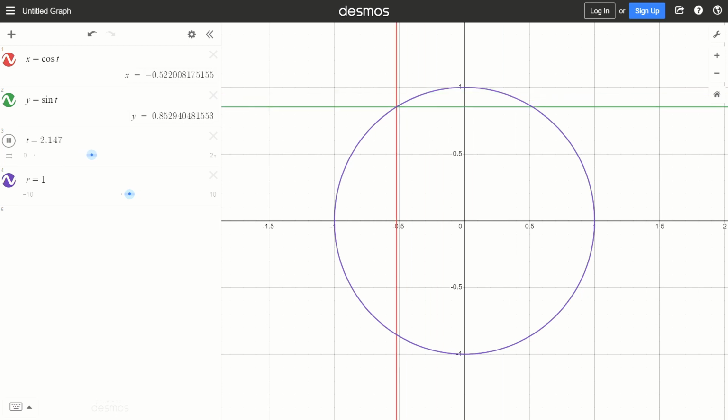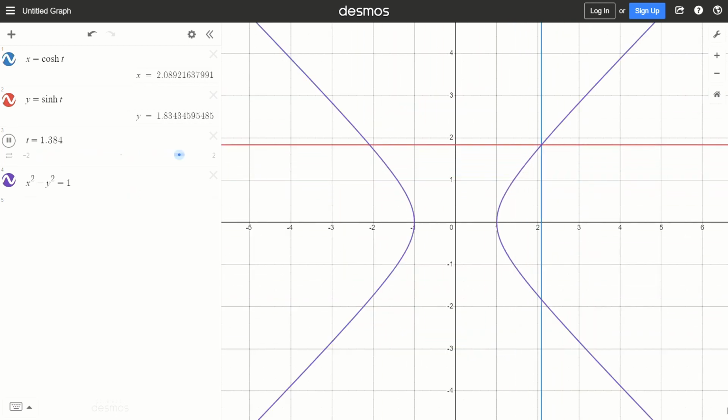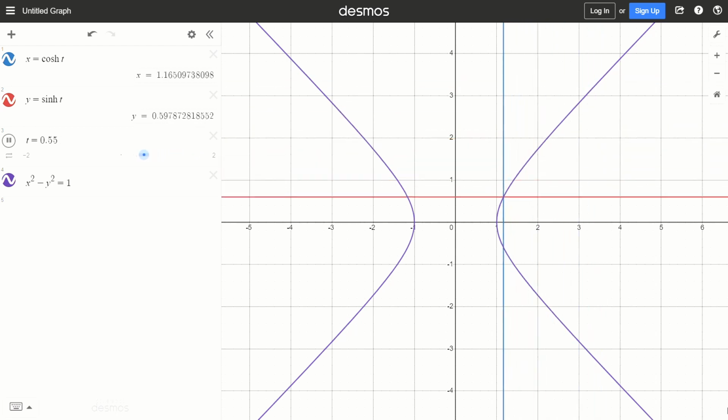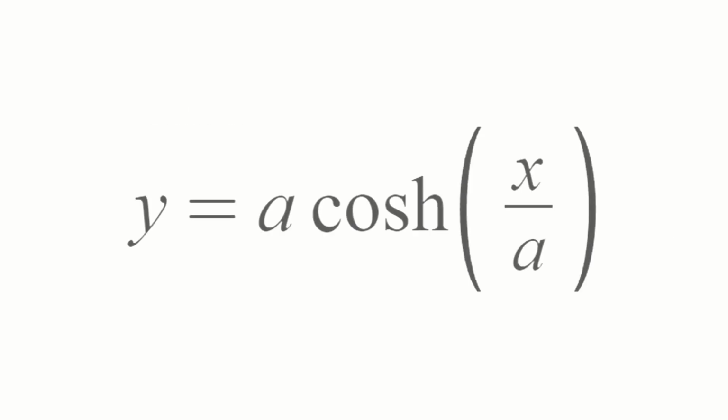Hyperbolic trig functions are similar to ordinary trig functions, except they define a unit hyperbola instead of a unit circle. Hyperbolic cosine is also defined algebraically, unlike ordinary cosine. In this equation, a is any number that tells us how high the bottom of the curve is from the x-axis. Think of it like dangling a rope.